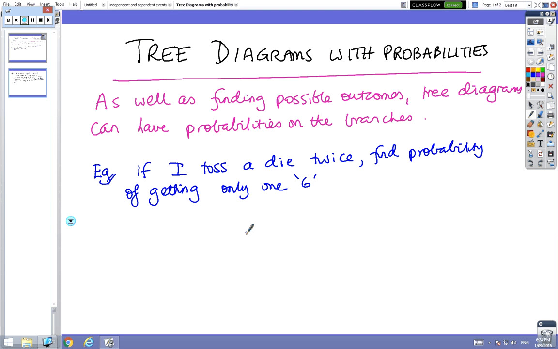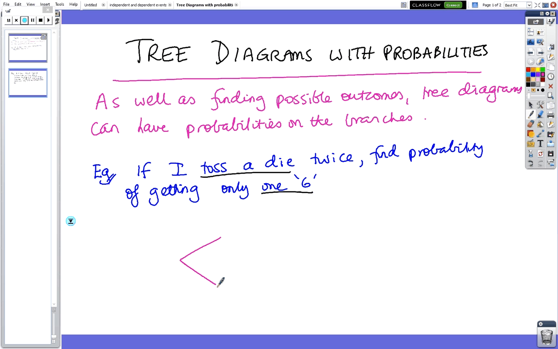Okay, so we can look now at tree diagrams, and actually, rather than just listing outcomes, we can put probabilities on the branches. Okay, so let's have a look at an example. I'm going to throw a die, and I'm just looking at the outcomes of sixes. So I toss a die twice, find the probability of getting one 6. So let's have a look at how the tree diagram would look.